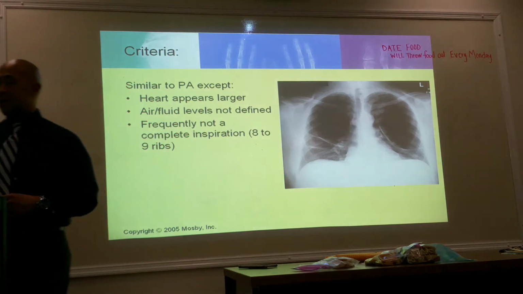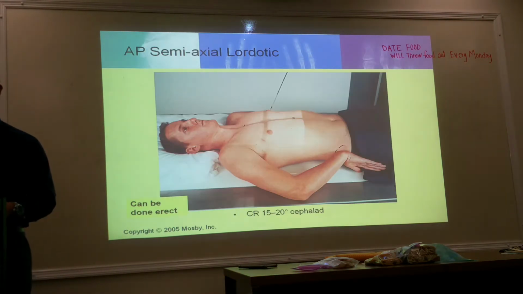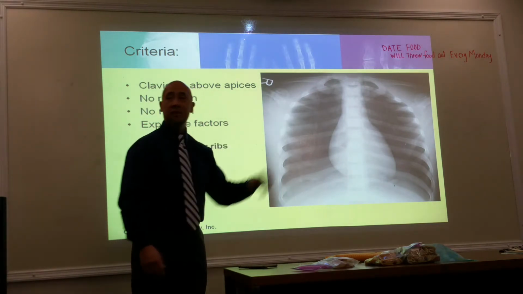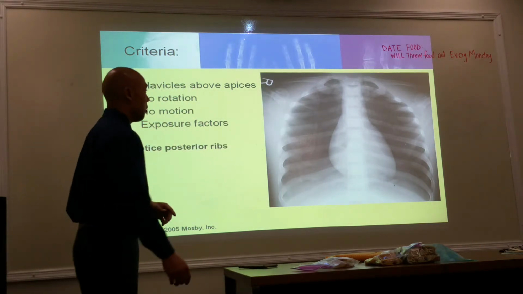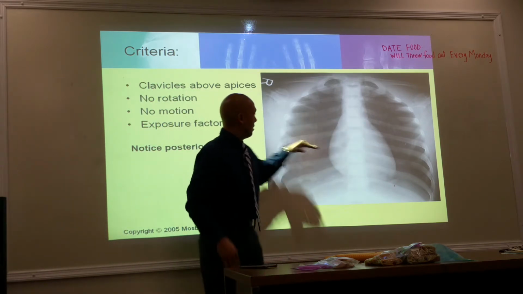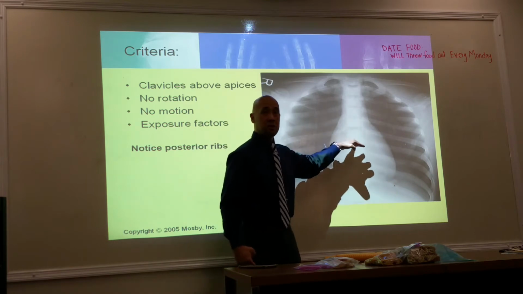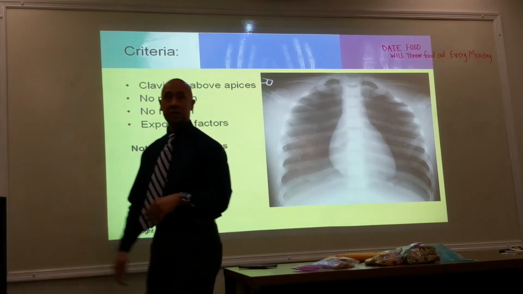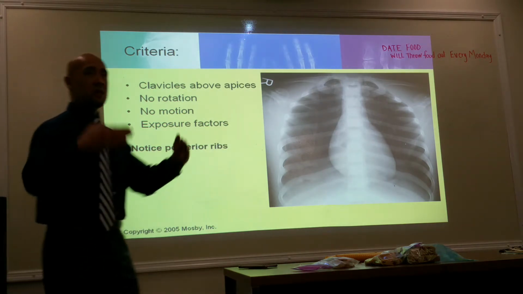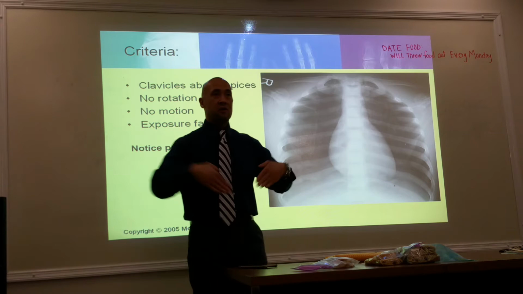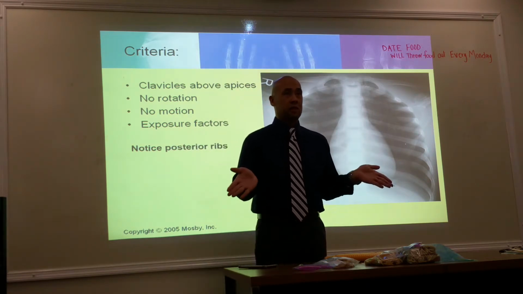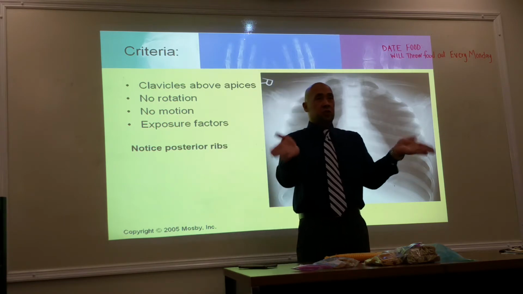Now, when you do an AP lordotic, look what happens to the clavicles. The clavicles get projected above the apices. And also look at the orientation of the ribs, because now they look more horizontal. Do they look a little bit more horizontal? Okay. But naturally, your ribs come down inferior on your anterior part, right? Or I'm sorry, your posture comes a little bit more downward like this. So with that angulation, it straightens it up.